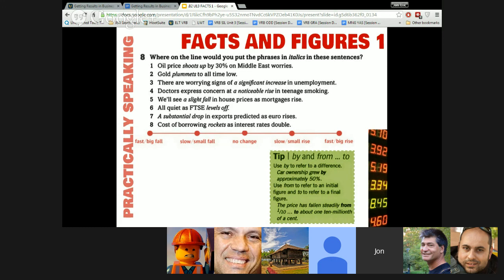Borrowing rockets as interest rates double. I think this is a verb here. A big rise. To rocket is a rise. And that's it. So, big fall: plummet, drop. Big rise: rocket, shoot up.